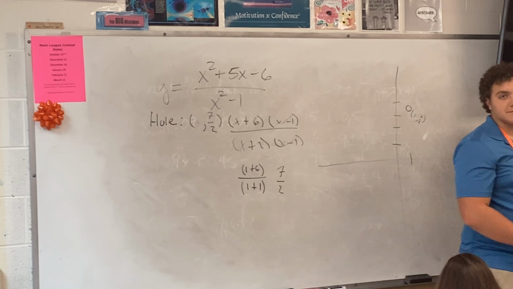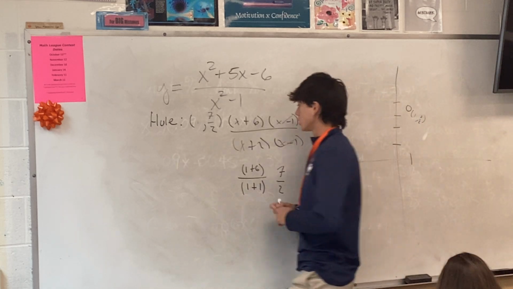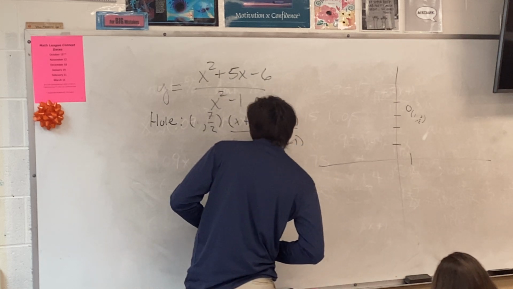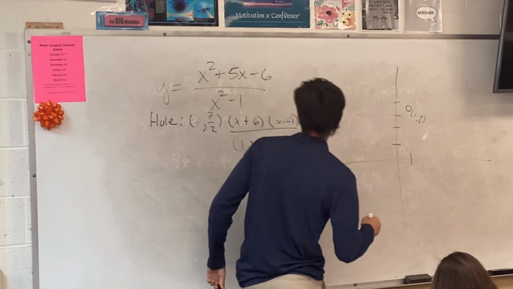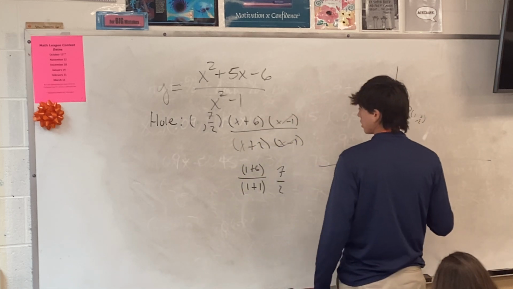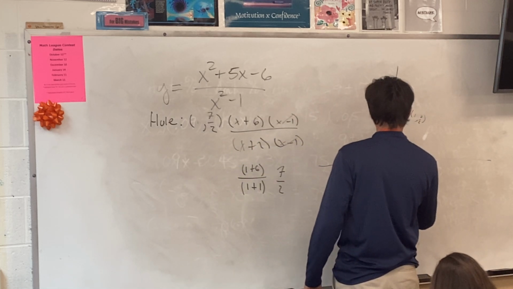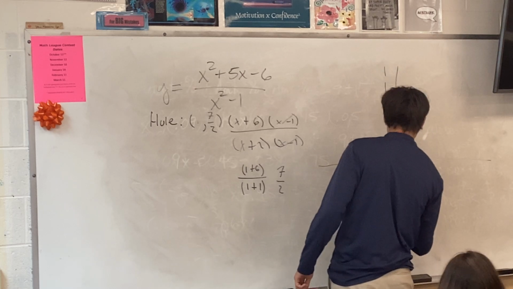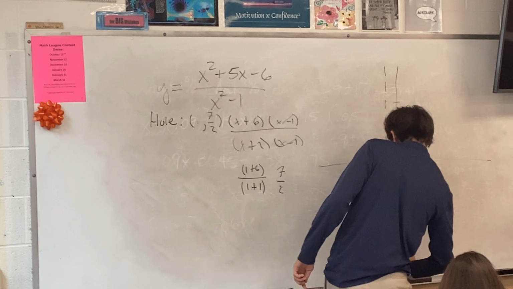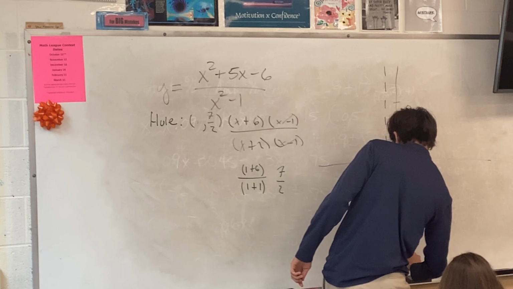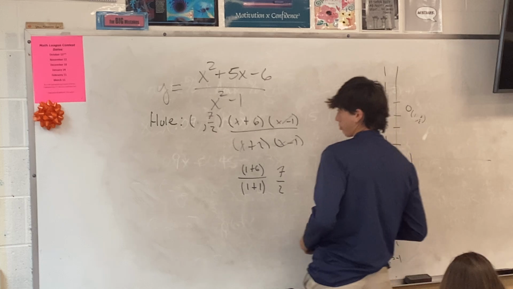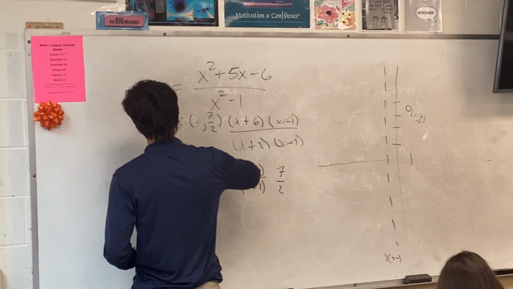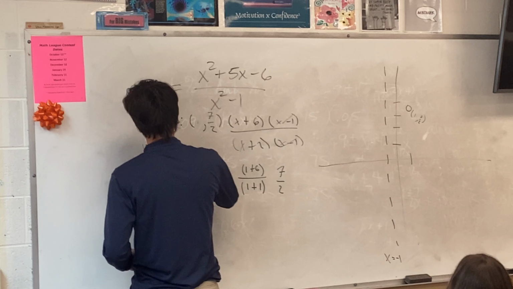Are we okay? Good job, man. All right, now Solomon's gonna do something. It says 1, 7/2. Is this hole at 1? Okay, Solomon just put his vertical asymptote in at x equals -1, is that right?